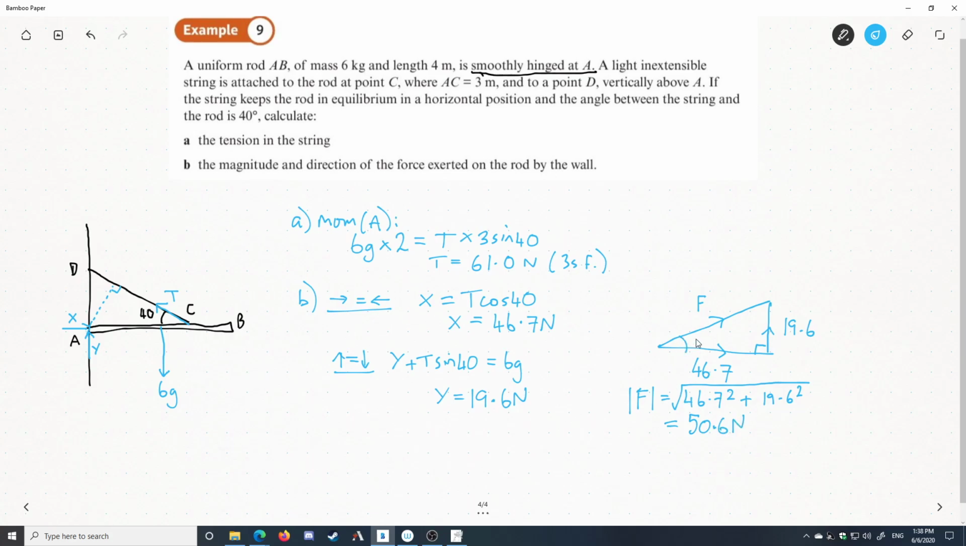And then the direction, which we can work out, I've labelled it as theta. We can say that theta is going to be arctan of 19.6 over 46.7. So that's 22.8 degrees. And we'll say that's above horizontal.